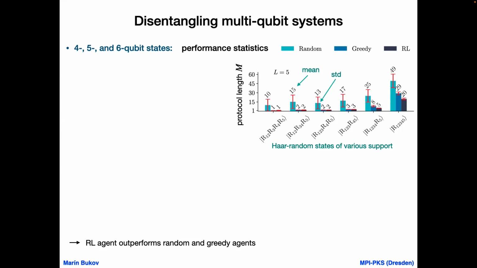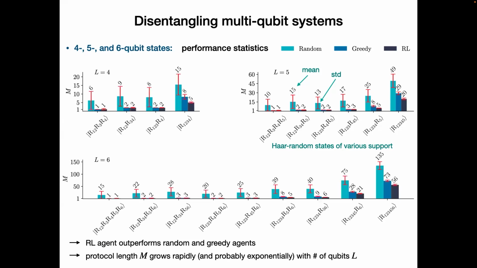And then on the y-axis, I'm showing you the number of gates or the length of the protocol here. And the 3 bars go between the random, the greedy, and the RL agent. And what you see, roughly speaking for 5 qubits, is that the RL agent is always finding shorter sequences. So it's always more efficient than the others. So this is for 5 qubits. Now you can say, okay, what about 4 qubits? It's the same. What about 6 qubits? It's also the same.